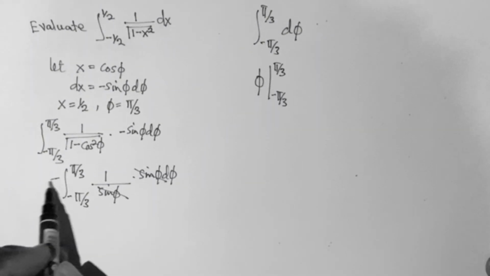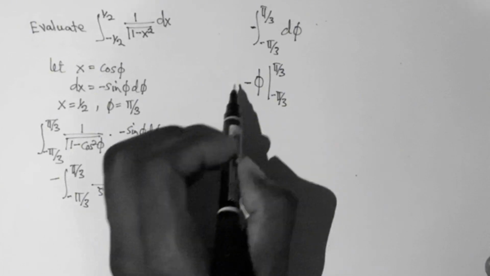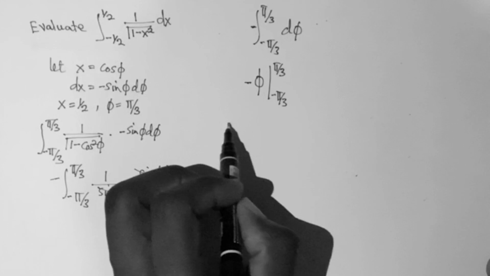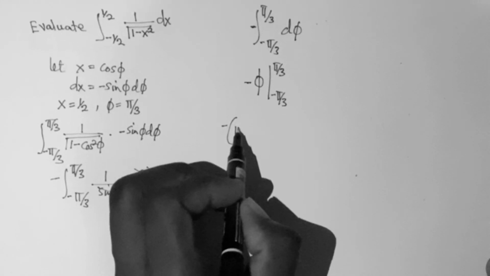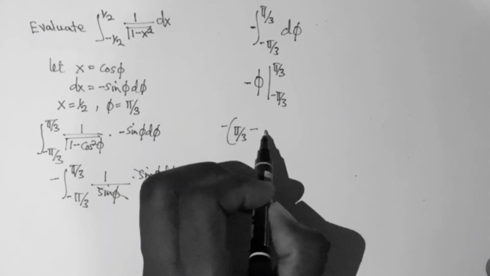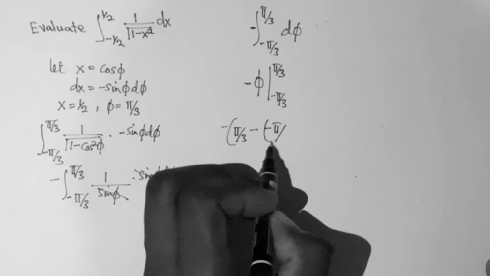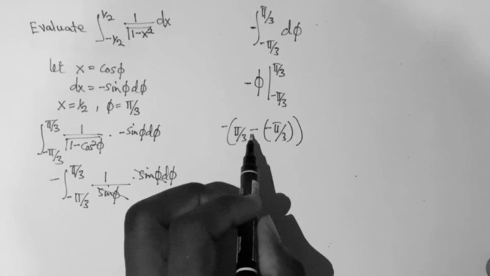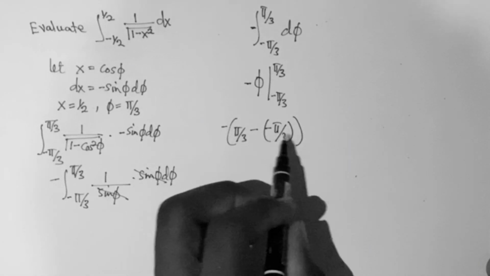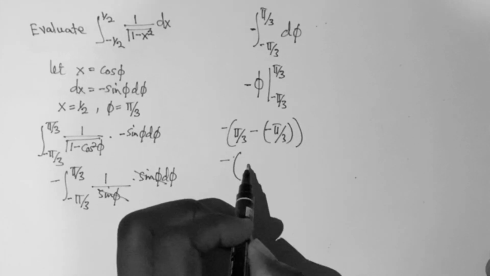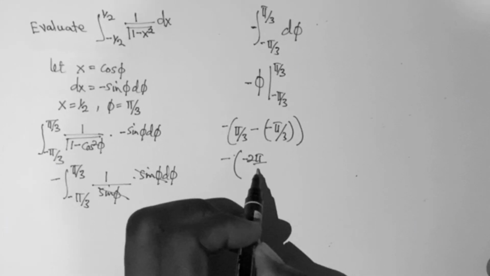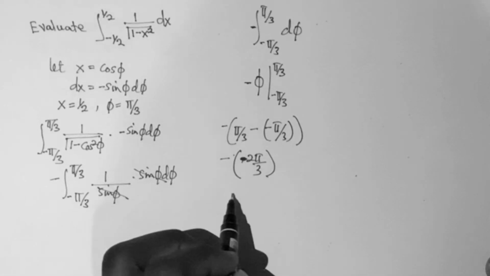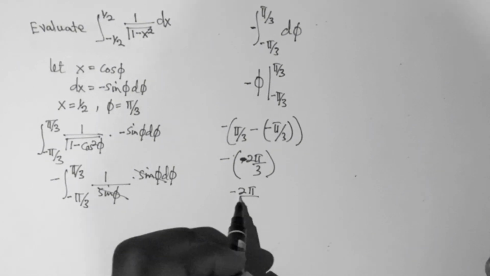But there is a minus here which I forgot. So here will give us minus phi. So let's put in the limits of integration. So it will become minus into bracket pi over 3 minus minus pi over 3, and this bracket, pi over 3 plus pi over 3, is 2 pi over 3. Sorry. So the final answer is going to be minus 2 pi over 3.